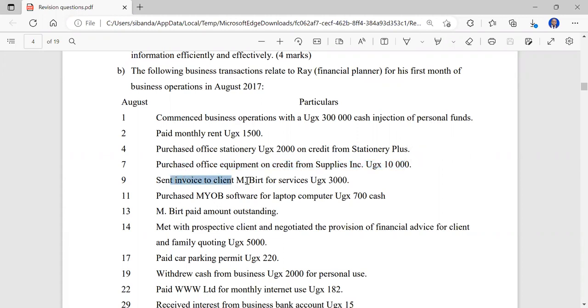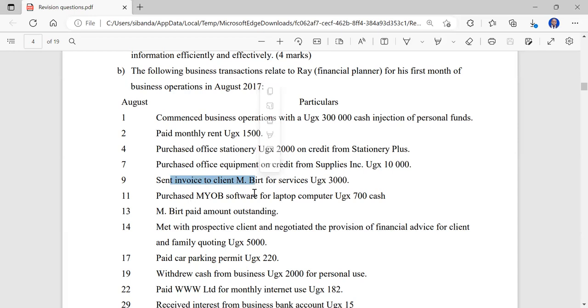We have this transaction of sent invoice to client B, but for services 3,000. Now, in this case, there is an income increasing, and then we have an accounts receivable that is increasing. Why? Because we're just sending an invoice to M, but they're not paying for the services. So we are going to debit accounts receivable in the names of M, Barty, and credit our sales, or you can call it service income, but sales is okay. And you give that value of 3,000.